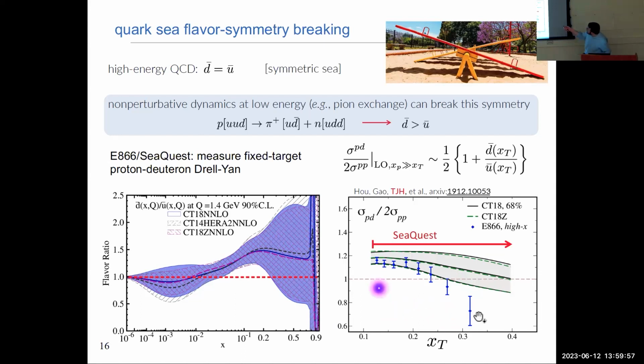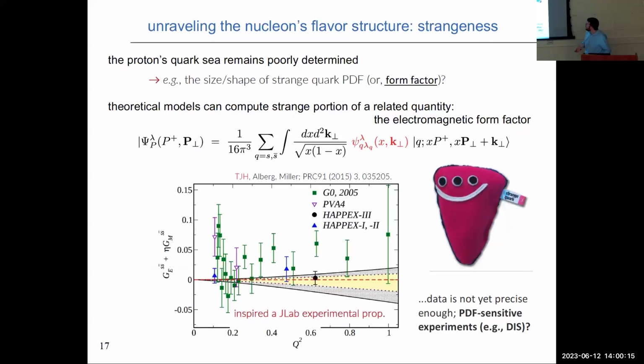And that could, for instance, have consequences for the violation of the equality between the anti-down and anti-U distributions. In that case, some sort of coupling of the proton to the pion can actually break that. And there are measurements that in principle are sensitive to that behavior that are very interesting to us.